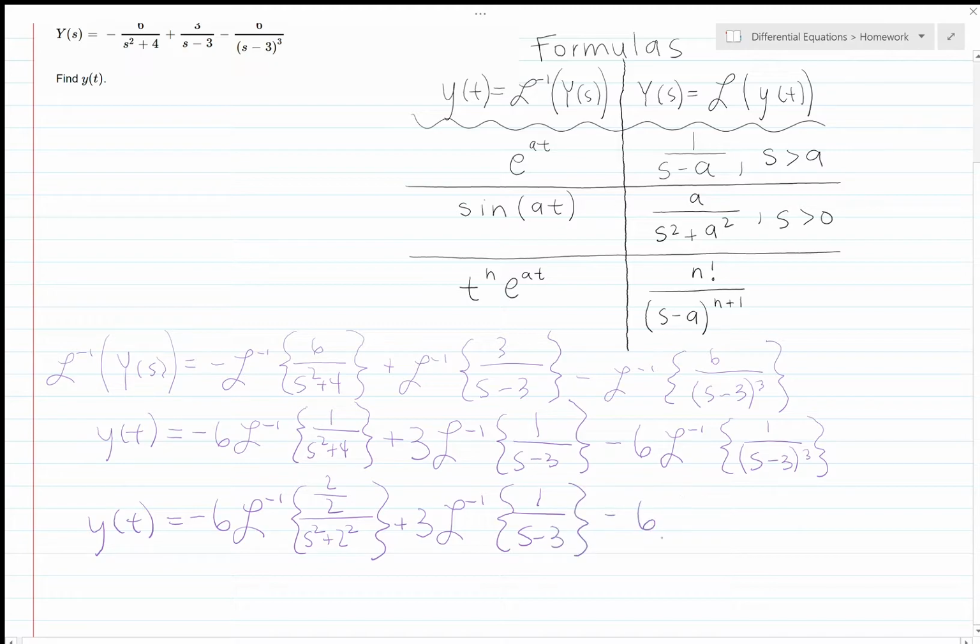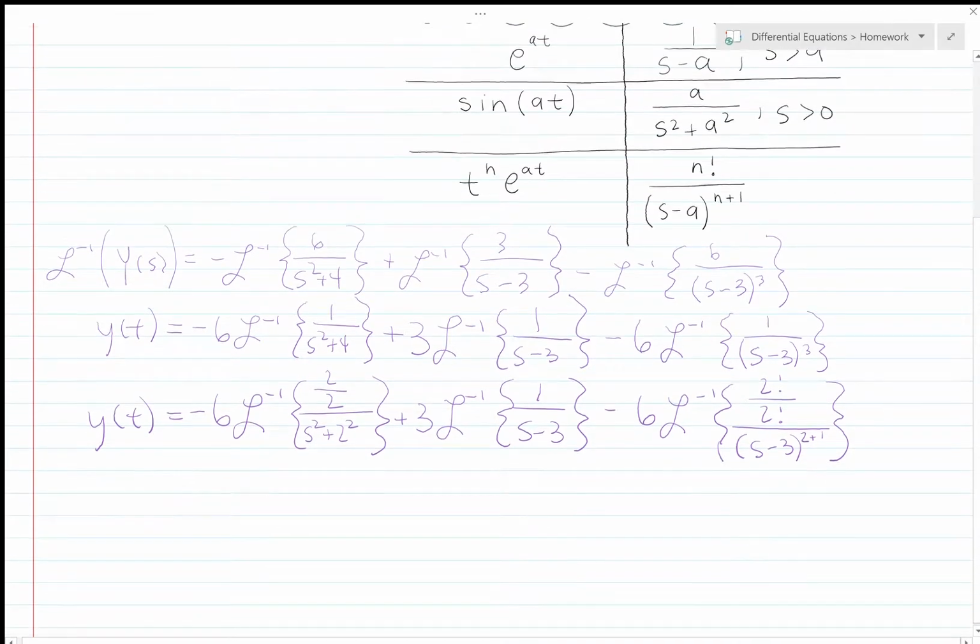And minus 6 L, and this one looks like the last form, so we're going to make this 3 here 2 plus 1, so we can put this on top, making n 2, and we're going to leave s minus 3, and then this is going to be raised to 2 plus 1.